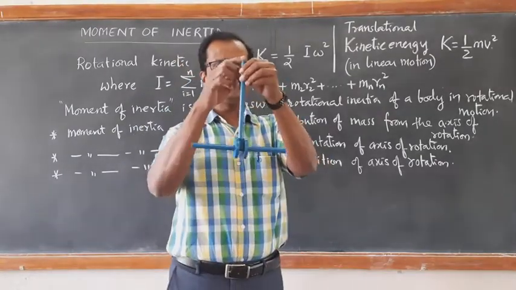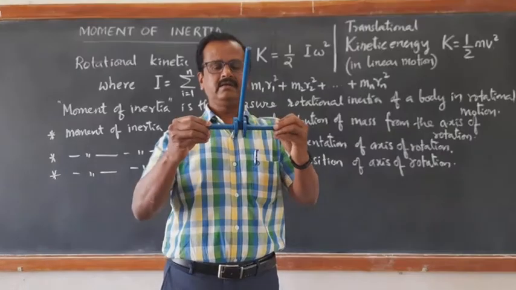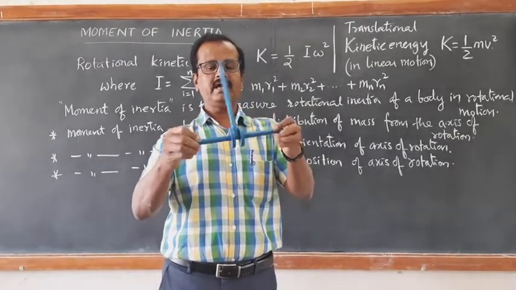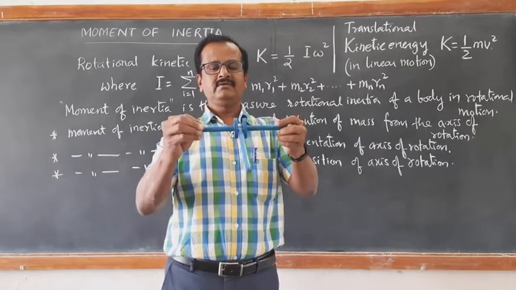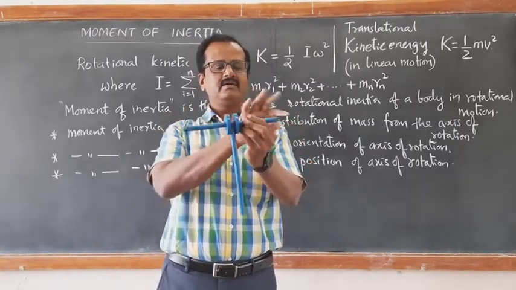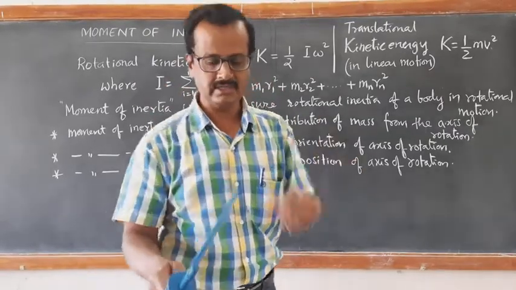The axis of rotation now is passing through the center. Now I can change the position. See here, I have changed the position of the axis of rotation. Now it is different. Now it is passing through the horizontal rod. The axis of rotation is changed, so the moment of inertia also changes.